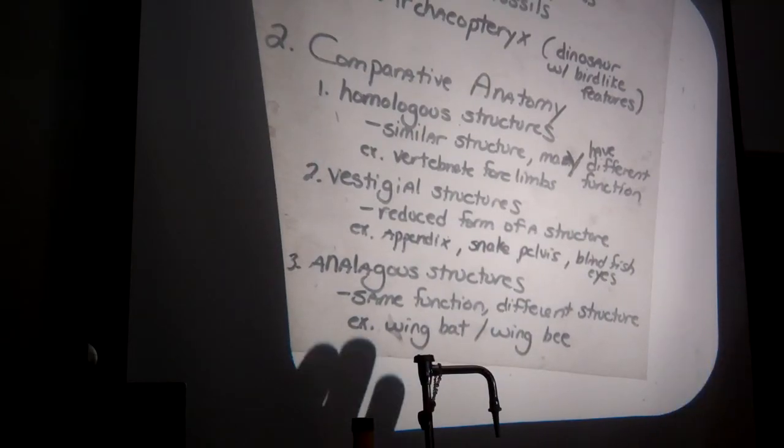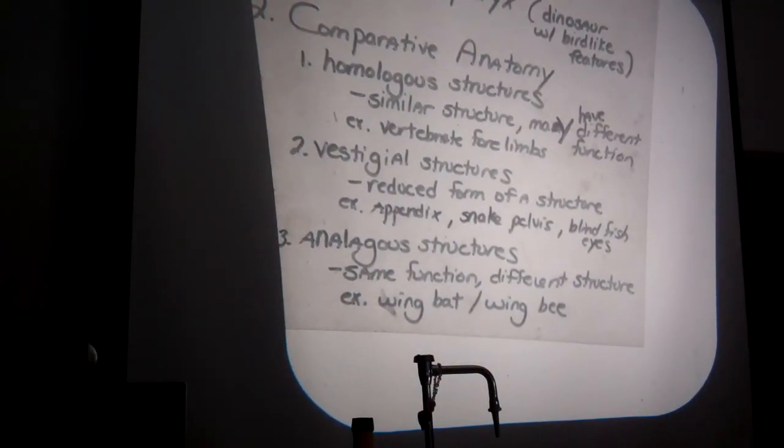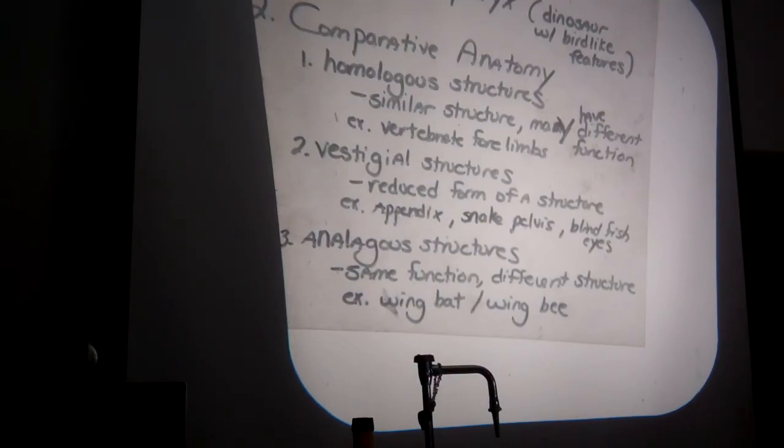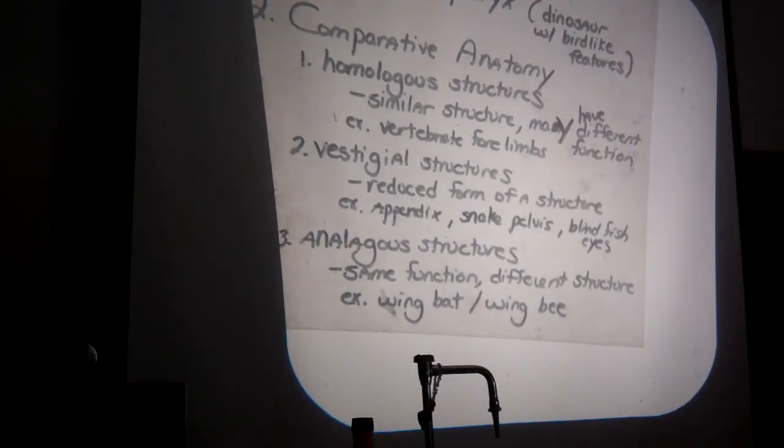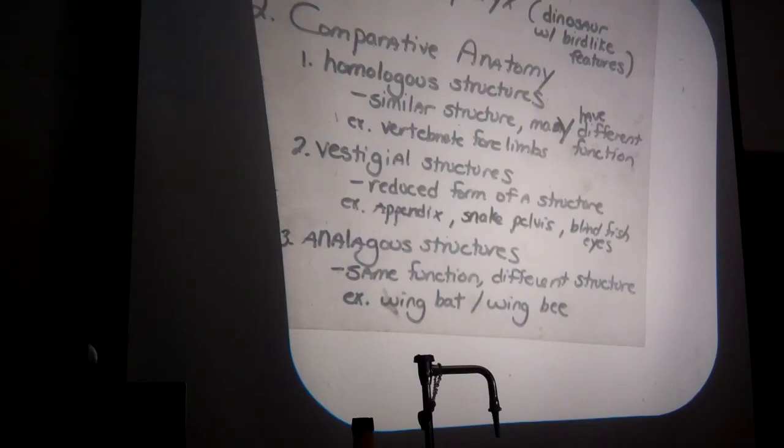Vestigial structures. Reduced form of a structure. I usually call vestigial structures useless. In every plant and animal, you have these structures that are useless. For us, it might be considered our appendix. There are some snakes out there that still have a pelvis and limb bones. They don't even have any limbs. Why would they have limb bones? Off of their spine, they have these little tiny extensions. They're vestigial. They have no purpose on that snake, but they're the remnants of what they used to have.